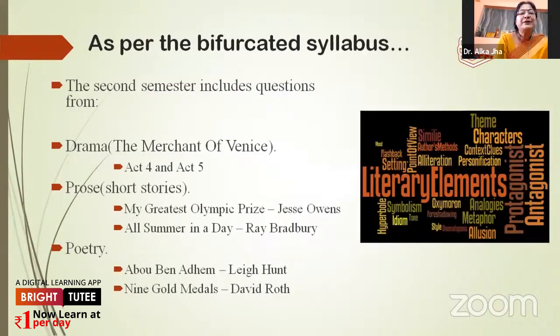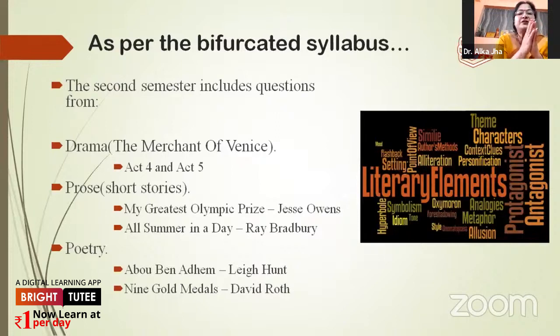The Merchant of Venice. If you have any query, you can send it in the chat box, and at approximately 4:30, we should be taking care of that. Drama, Merchant of Venice, as I said, Act 4 and 5. So please do not spend any time on Act 1, 2, and 3. As I told you, despite the fact that they form the basis of the drama, we are not at all spending time on that.